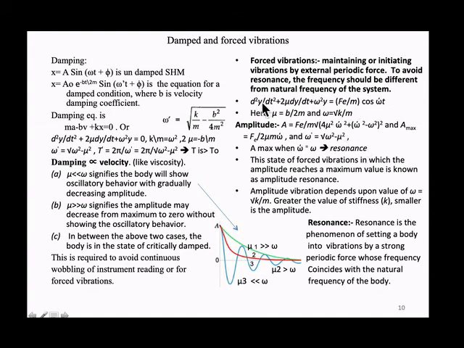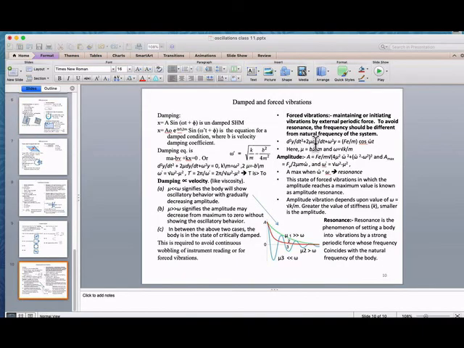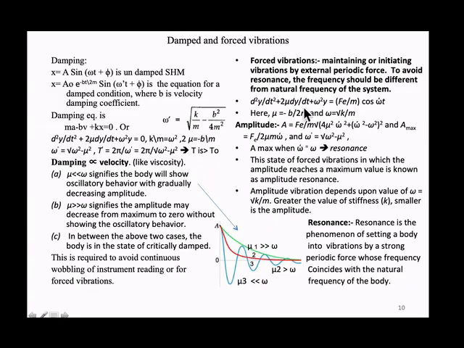So just to conclude, d square y by dt square plus 2 mu dy by dt plus omega square y is equal to the external acceleration provided, the forced acceleration, into cos omega dash t. Again, omega dash is the root of omega square minus mu square. So this is the amplitude. Mu is minus b by 2m. This state of forced vibration in which the amplitude reaches a maximum value is known as amplitude resonance. Here omega dash is omega.